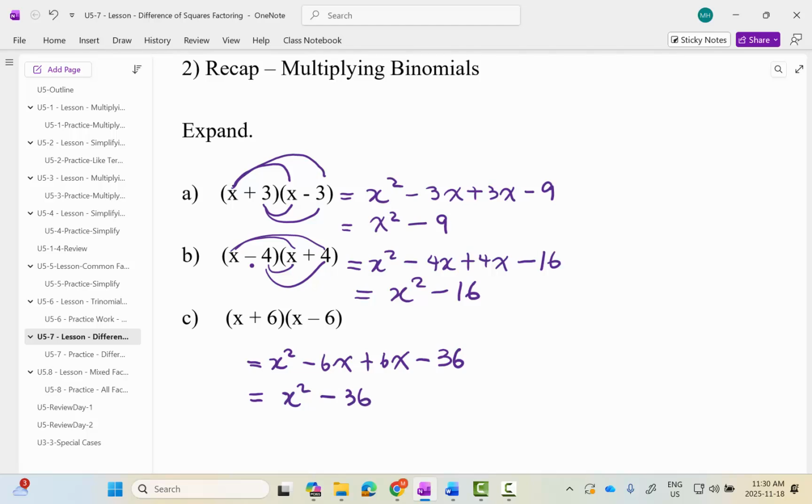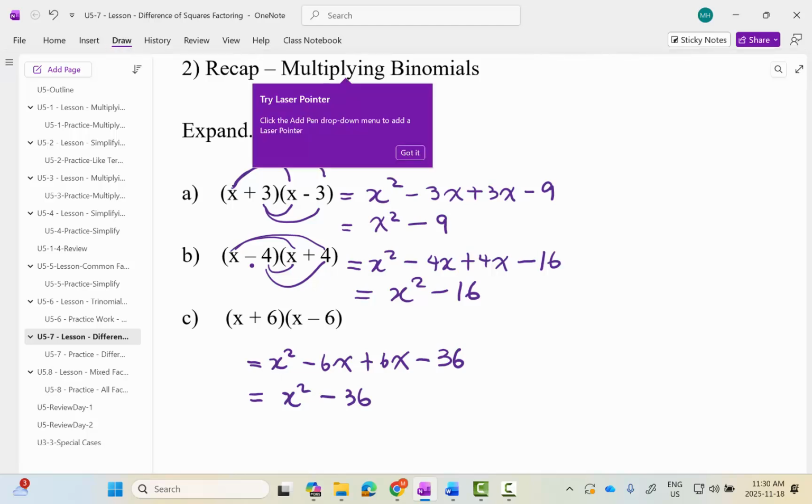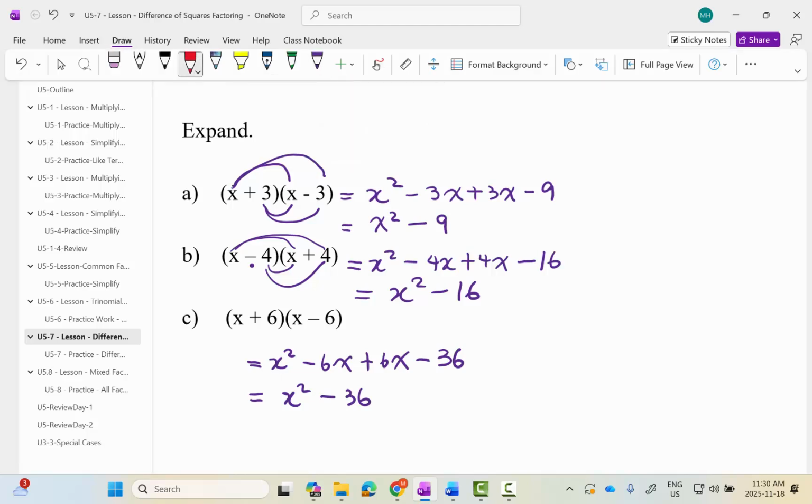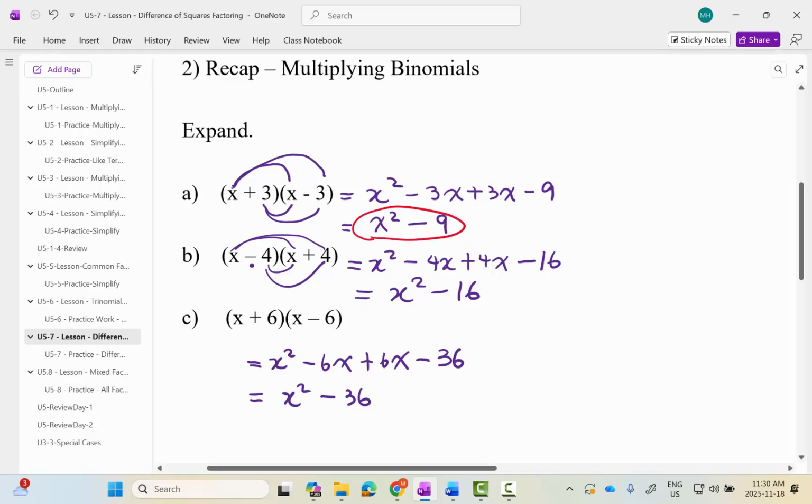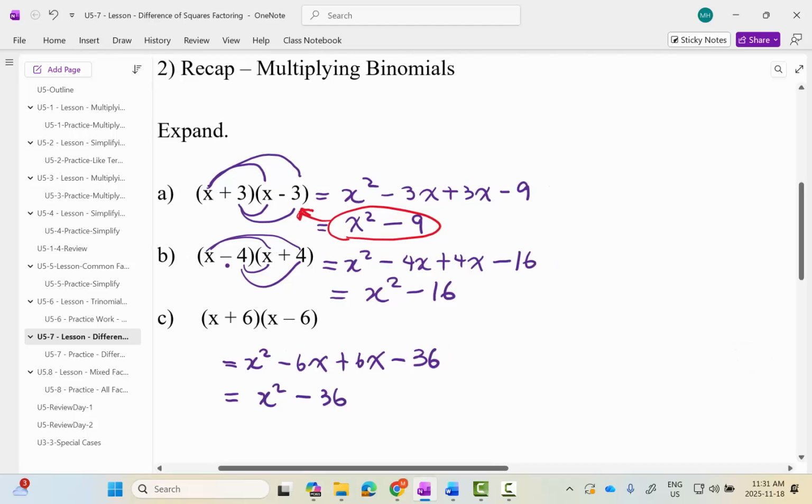Okay, so remember what we're trying to do though. We're not trying to expand, we're trying to factor. So what does that mean? We're trying to go from here back to the brackets. So we're trying to get from these two terms here into the two brackets. So when it looks like this, when you have two terms like this, one positive, one negative, and they're both what? Perfect squares, then the brackets are going to be exactly the same. X plus 3, x minus 3. But one plus, one minus.